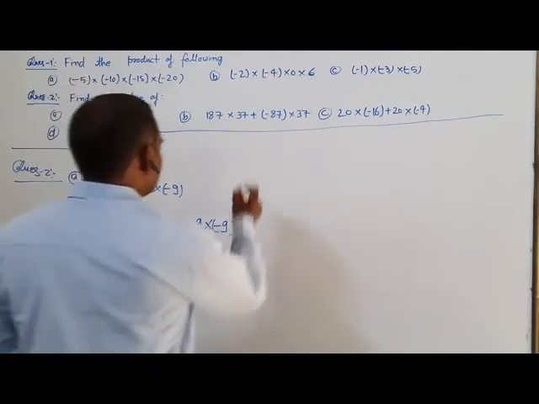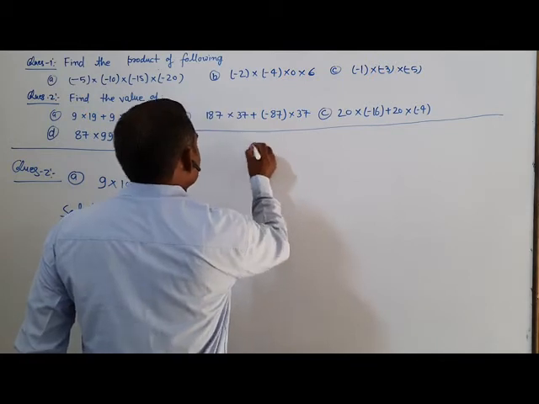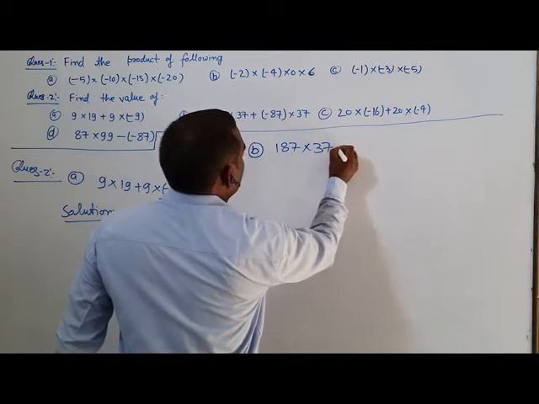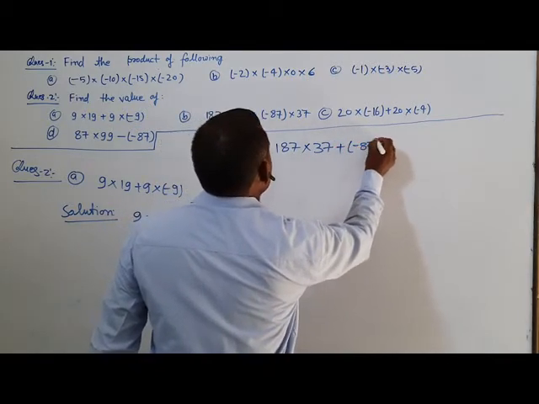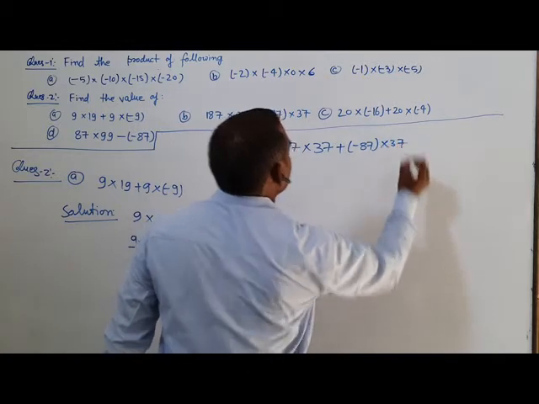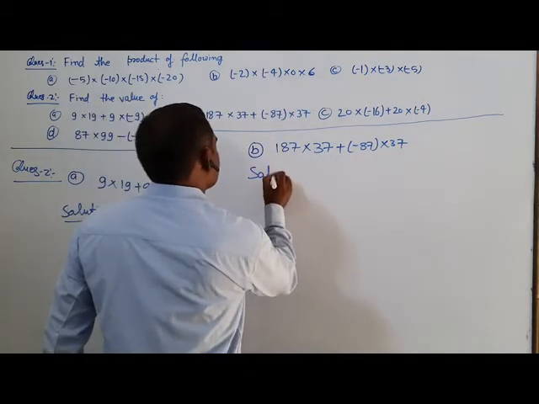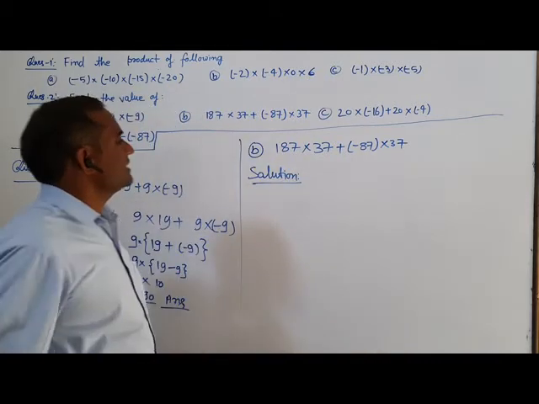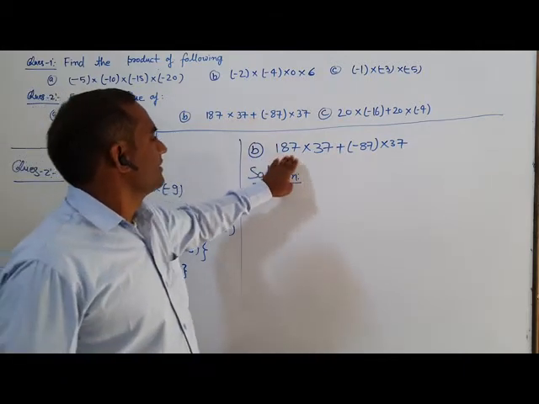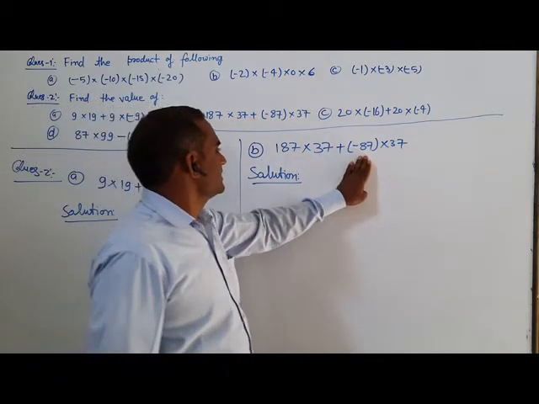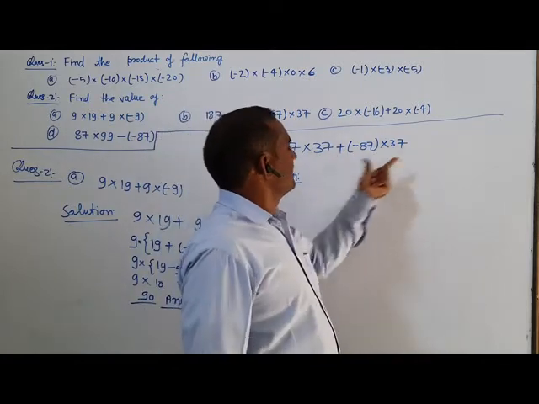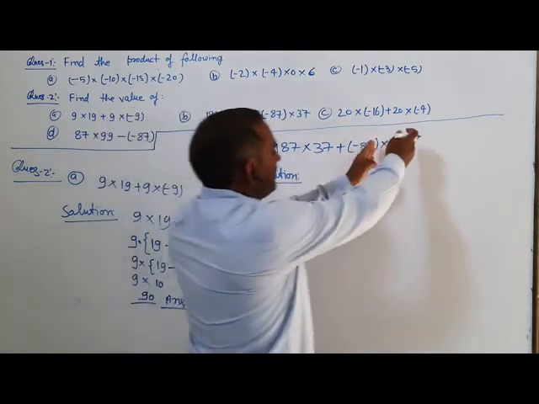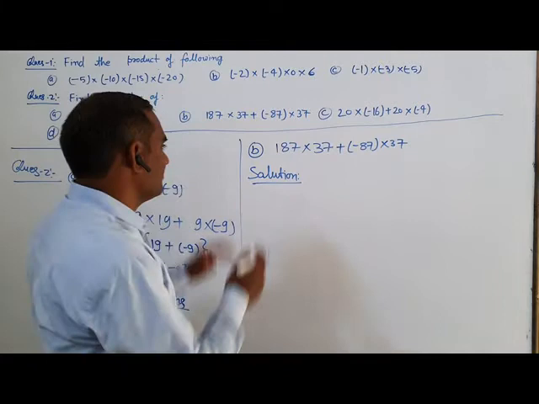Now take B. 187 into 37 plus minus 87 into 37. Solution. Here we see that 187 into 37 plus minus 87 into 37. 37 is common in both terms. In the first term 37 and in the second term also 37. So we can take common 37.